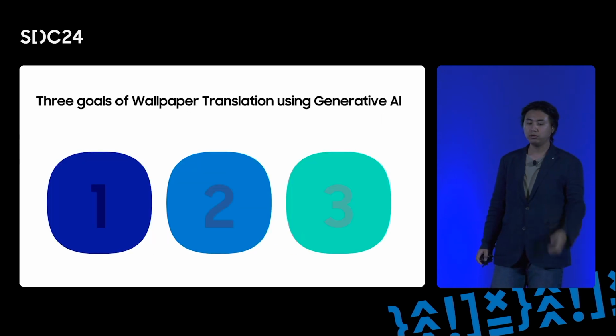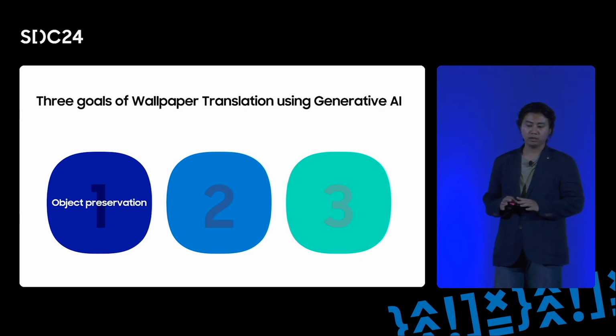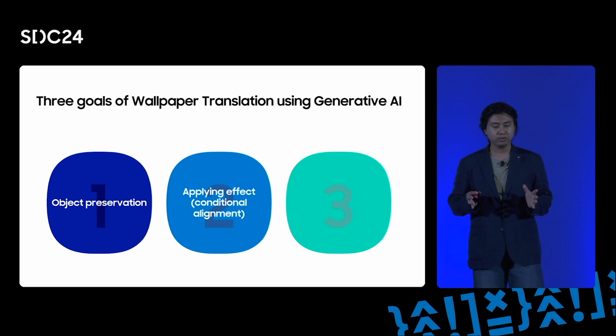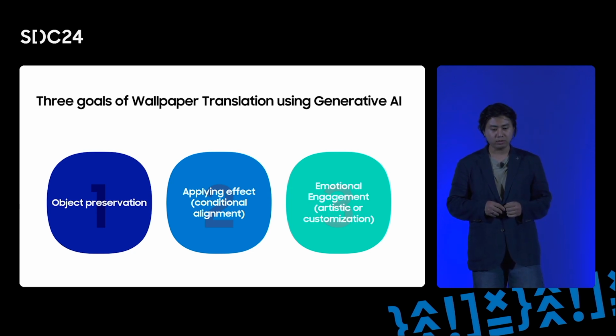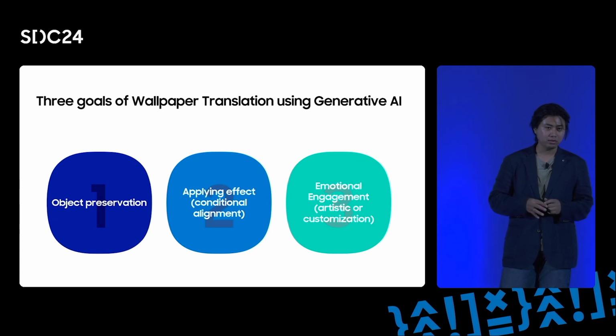Therefore, we need to meet three different goals. One is object preserving. Second is applying the effect well, following our text instruction. Lastly, we need to meet the needs and preferences of providers and designers. So I named it emotional engagement. Wallpaper translation is not only an engineering, but also an artistic work. So artistic customization should be considered.